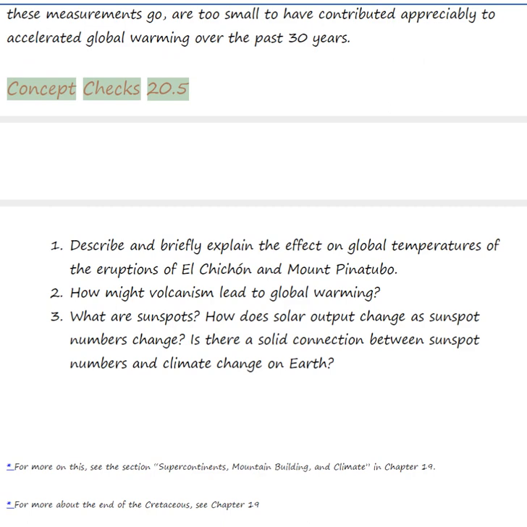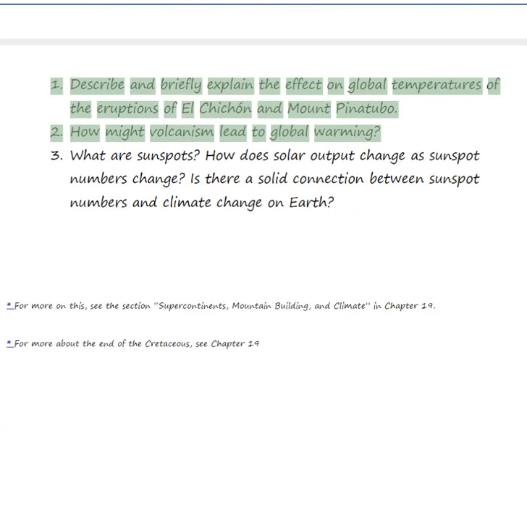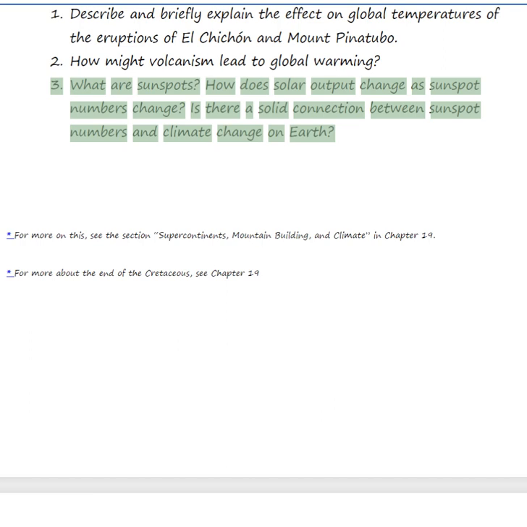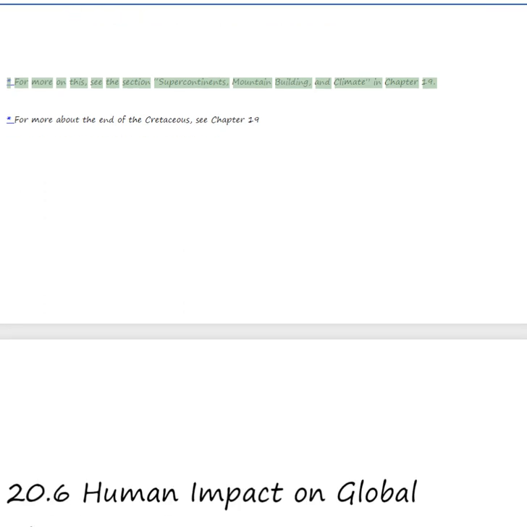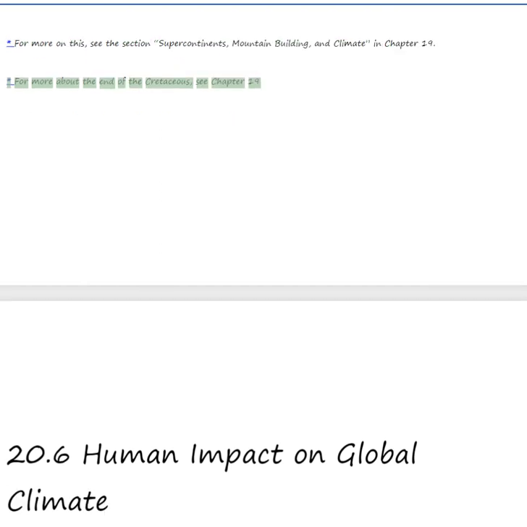Concept checks 20.5. 1. Describe and briefly explain the effect on global temperatures of the eruptions of El Chichón and Mount Pinatubo. 2. How might volcanism lead to global warming? 3. What are sunspots? How does solar output change as sunspot numbers change? Is there a solid connection between sunspot numbers and climate change on Earth? For more on this, see the section Supercontinents, Mountain Building, and Climate in Chapter 19. For more about the end of the Cretaceous, see Chapter 19.